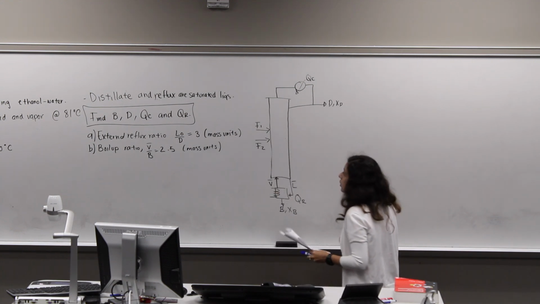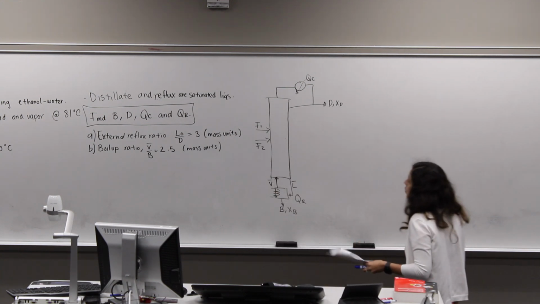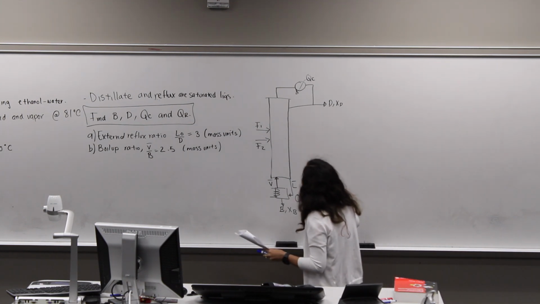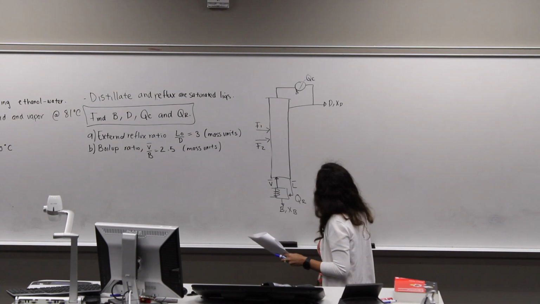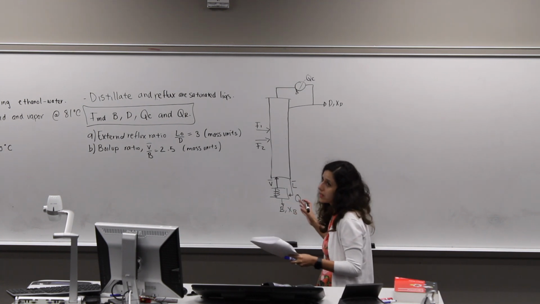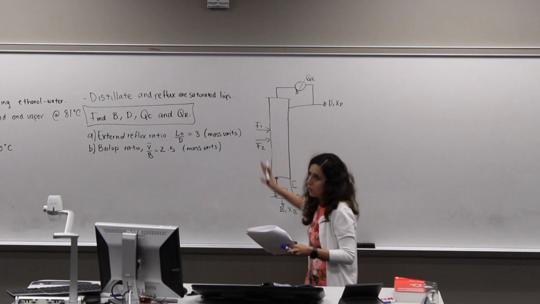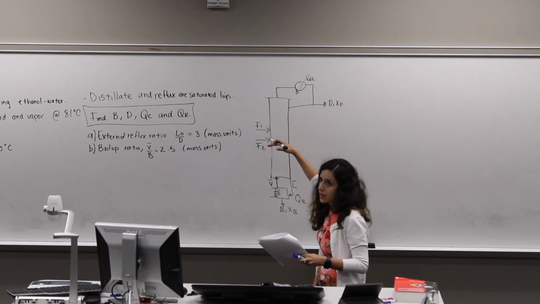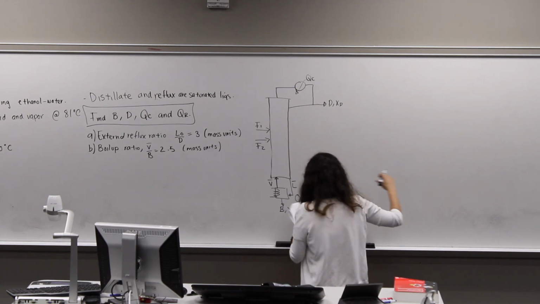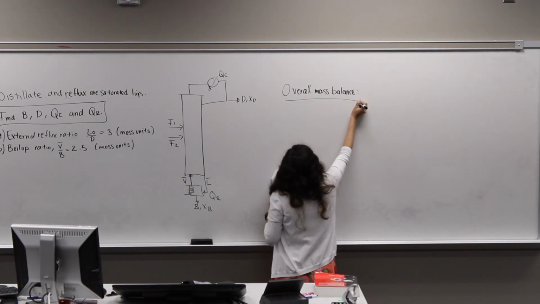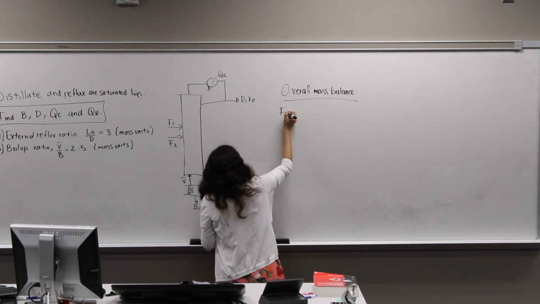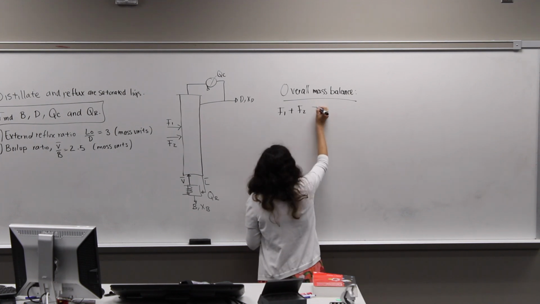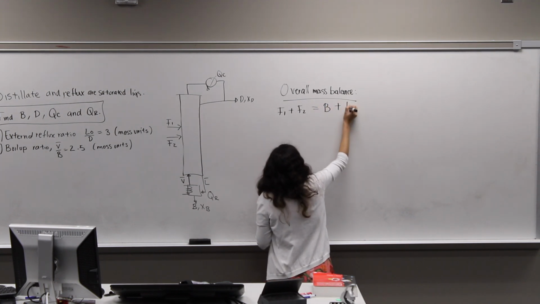So as we learned in this chapter, the first step we need to do at this point is the overall mass balance. Remember that in this chapter we are focusing on the overall mass and energy balances on the whole column. Chapter 4 is individual balances for each stage. So let's do the overall mass balance. It is the feed, but in this case we have 2 feeds, right? Equals the bottoms plus the distillate.